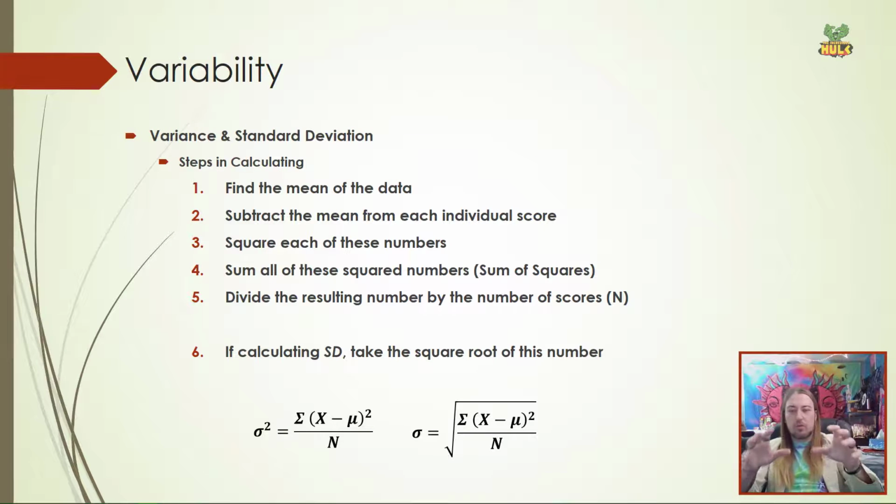Here are the sort of foolproof steps. Find the average, subtract the mean from each individual score, square each of those numbers, sum all of these squared numbers into the sum of squares, divide the resulting number by the number of scores, and if you're calculating standard deviation, take the square root of that number.